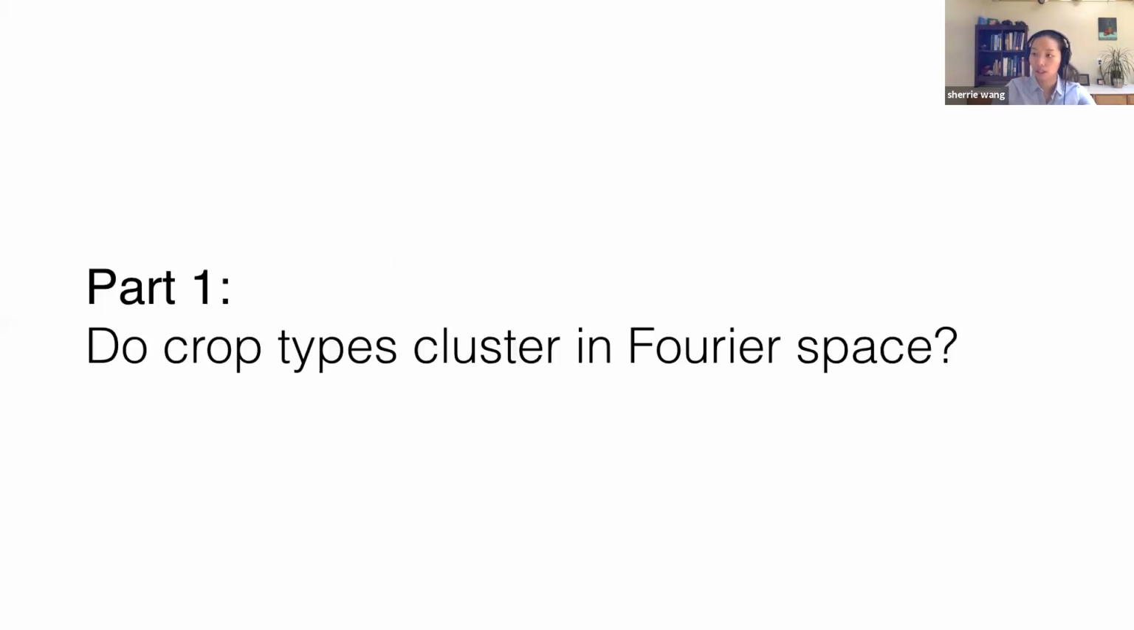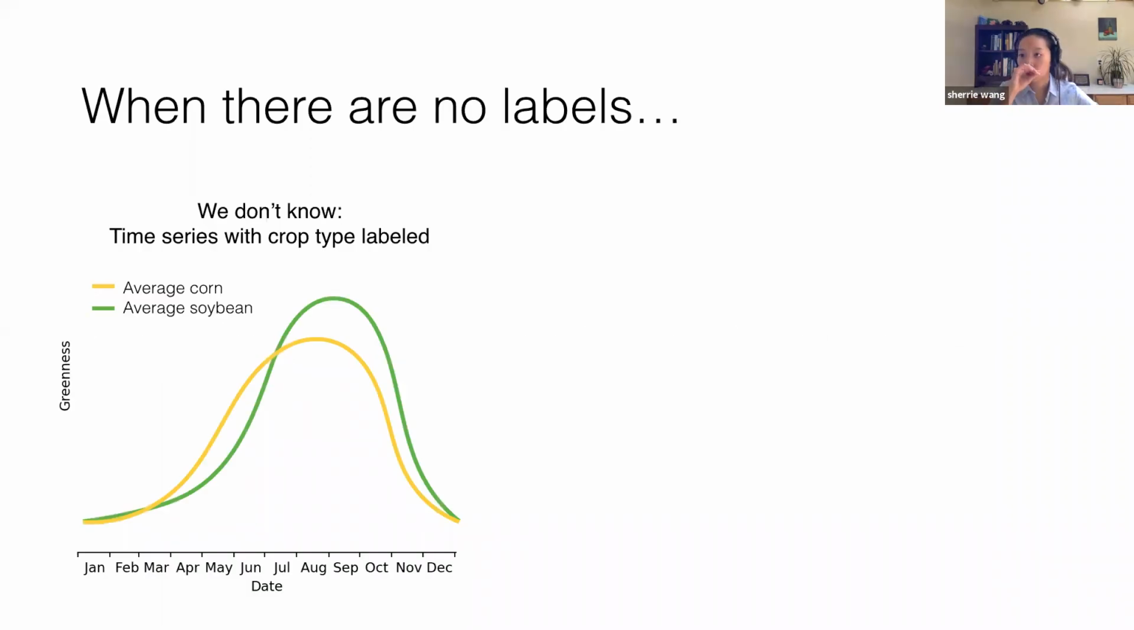Okay, so the first part is trying to find a feature space where you can successfully do unsupervised learning without any labels. So to describe what we're going to try to do here, we're assuming, again, that there are 0 labels available in the region that we are interested in. And we don't have any data on time series with an associated crop type label. So I'm showing you here what is, let's say, the underlying average corn and average soybean greenness curves across the course of a year.